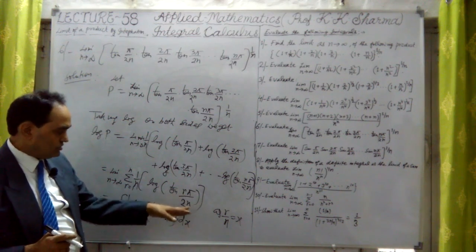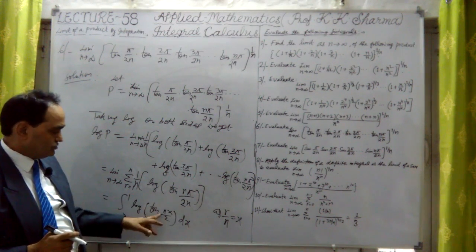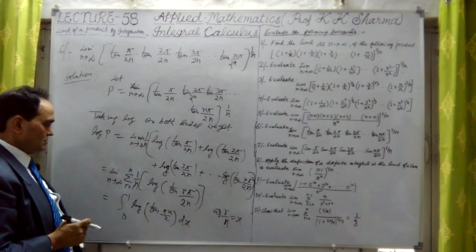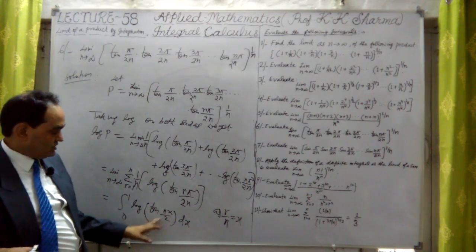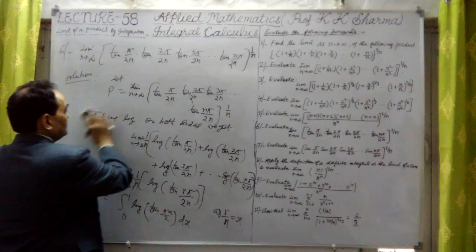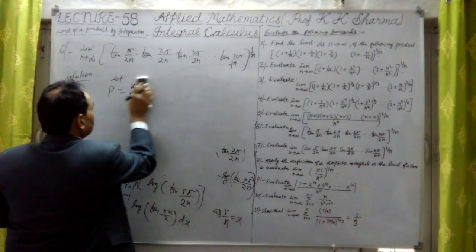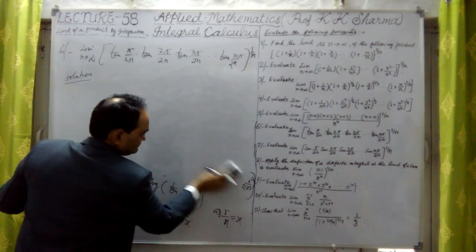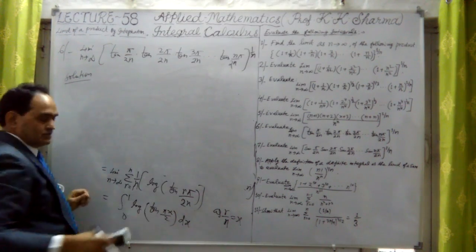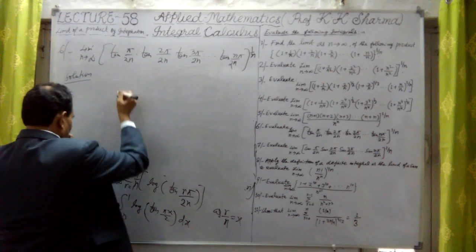Upon 2 into r upon n is x, which is pi upon 2 into x. Okay, now it can be converted by taking limits here. Now let me consider this substitution. Let me substitute something. What do we have to substitute? First let me write here the same thing which is obtained.